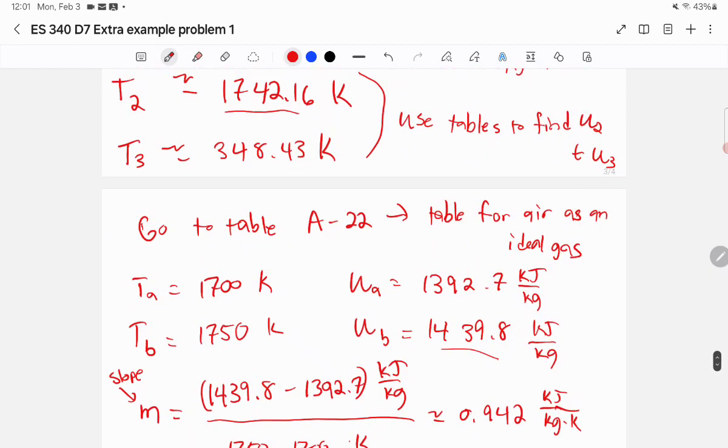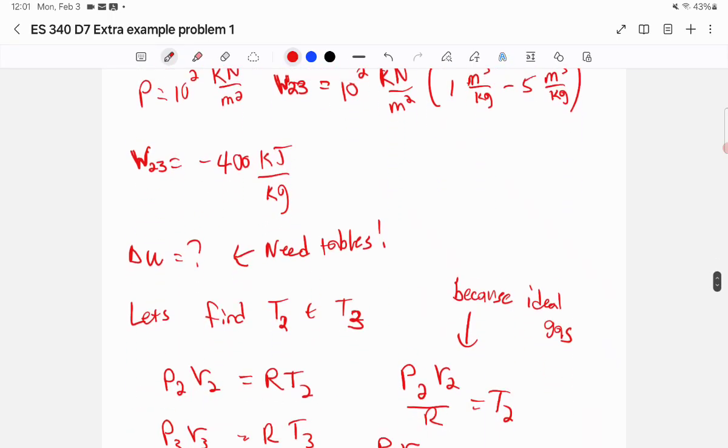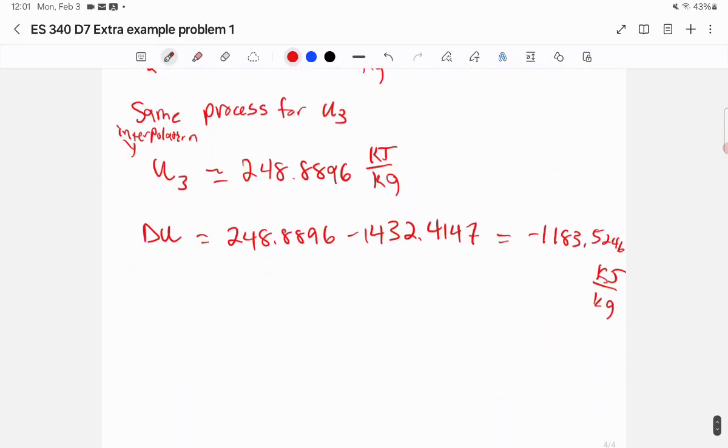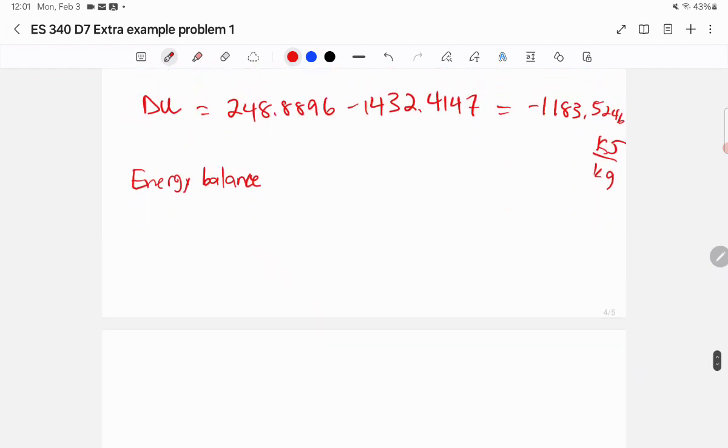Okay, so then recall that way back up here, I didn't do the energy balance. But again, we're going to ignore kinetic energy and potential energy effects.